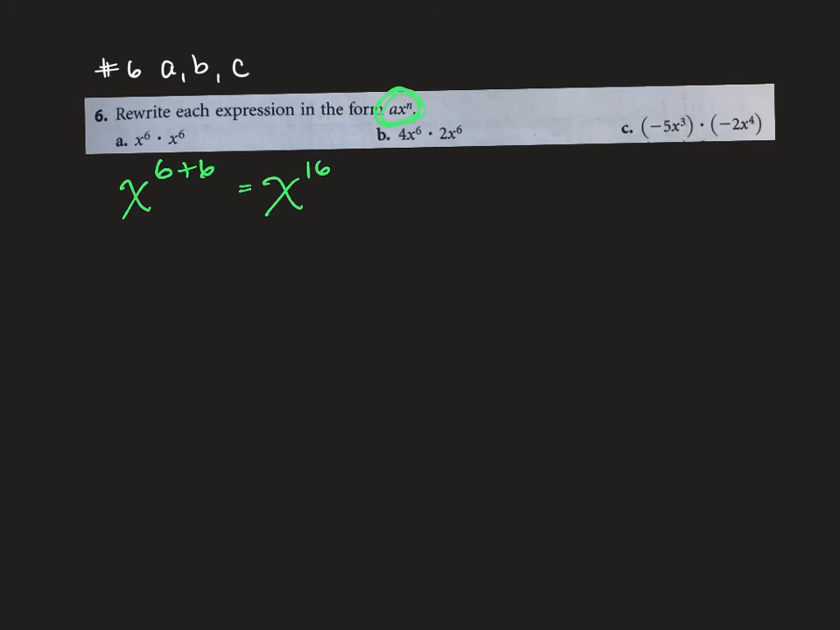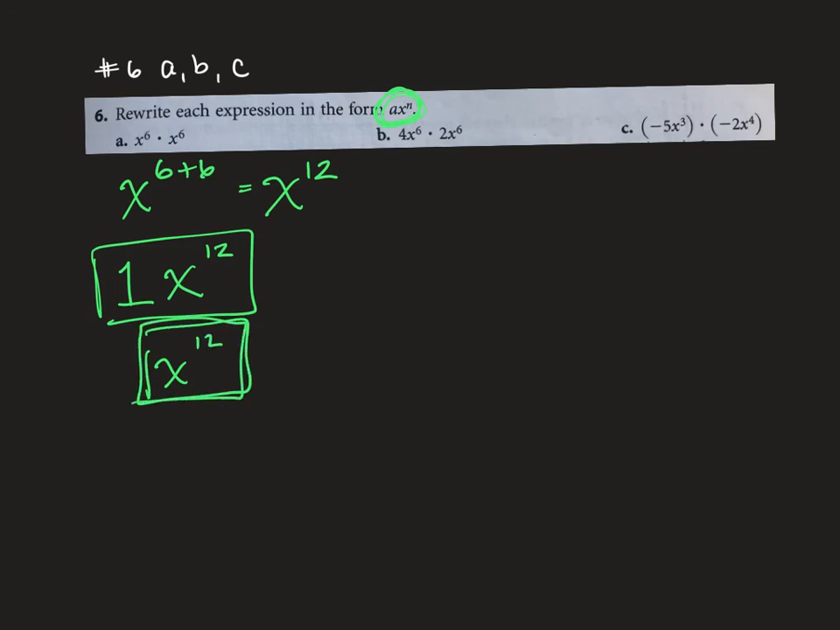If you're worried about making it look like this, first of all, don't be. It's okay. But you could say 1 times x to the, oh my gosh, and that's not a 16, that's a 12. What's wrong with me? Sorry, guys. 12. That is a correct answer. Also, totally correct to just stick with x to the 12th.